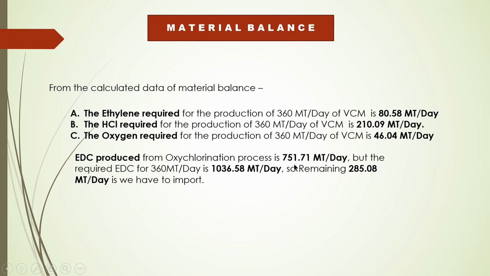process is 751.71 metric ton per day, but the requirement of EDC for 360 metric ton per day is 1036.58 metric ton per day. So the remaining 258.08 metric ton per day is imported from other countries.